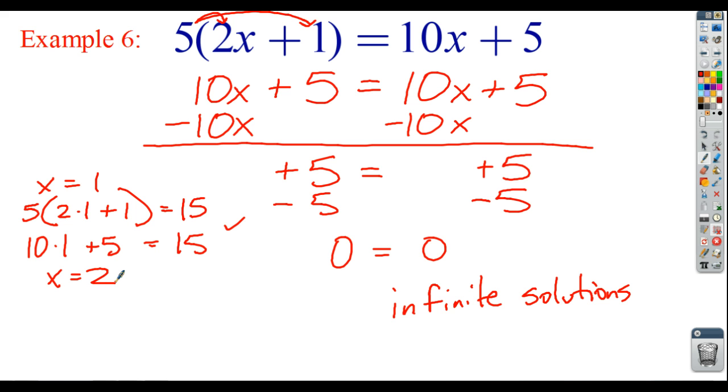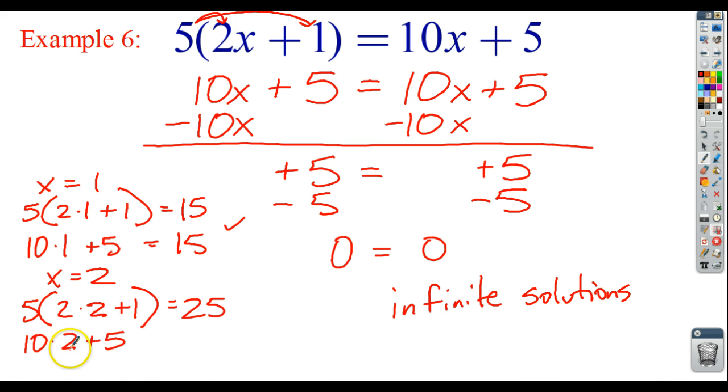If I plug this in, I'm going to get 5 times 2 times 2 plus 1. All right, and then we'll see what happens. Well, 2 times 2 is 4, and 4 plus 1 is 5, and then 5 times 5 is 25, so this is equal to 25. Well then let's try the other side, right? I have 10 times 2 plus 5, and 10 times 2 is 20, and 20 plus 5 is equal to 25. And 25 and 25, those are equal. They work also, right? So x could be 1, x could be 2.